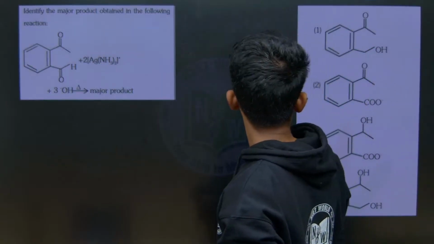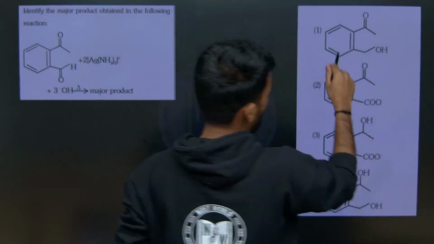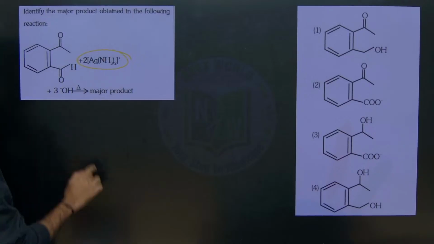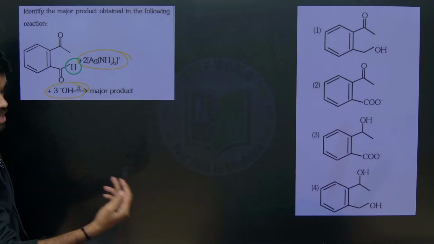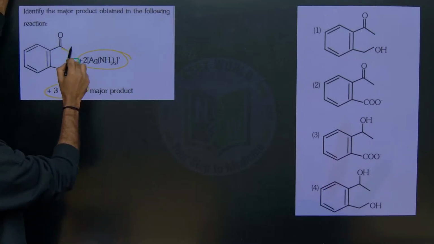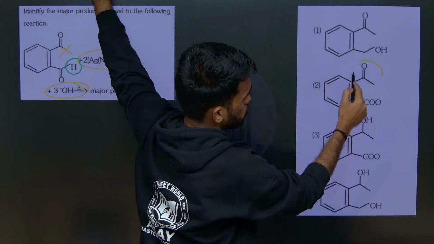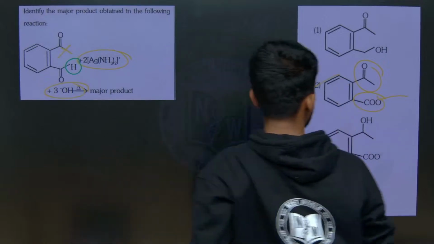The major product obtained in the following reaction. This is a reaction, so these are the options given. So what is this? Tollens reagent. Tollens reagent converts aldehyde groups to carboxylic acid, but it won't disturb the ketone group. So where do we have? See, ketone group not disturbed, aldehyde group converted into carboxylic acid group. So option number 2.